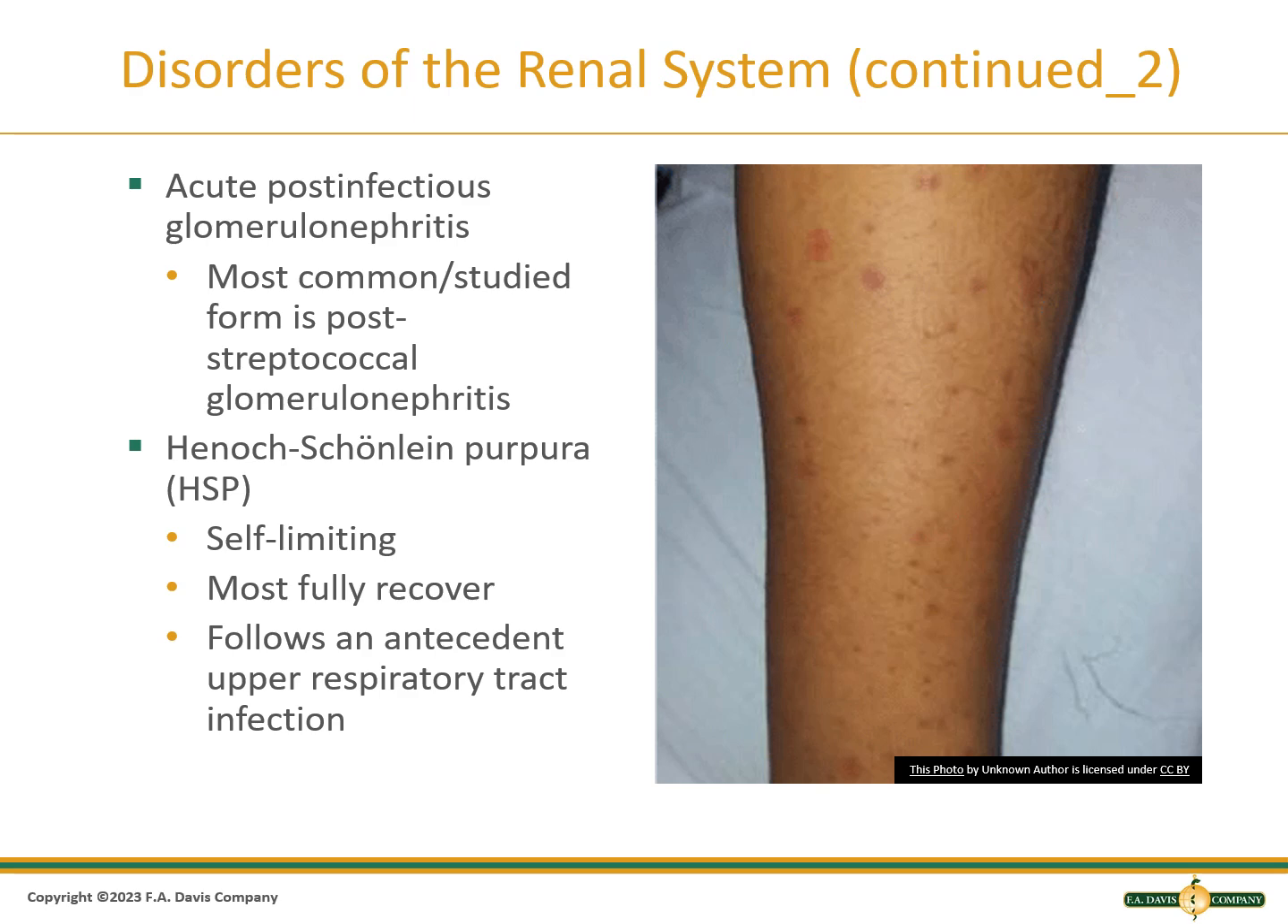Henoch-Schönlein purpura. This is a vasculitic disorder, and they typically have a tetrad of symptoms. They have the rash, the arthralgias, the abdominal pain, and hematuria. It's self-limiting, and most kids have a full recovery. It typically follows an upper respiratory tract infection. Intussusception, which we talked about in GI, is a common emergent condition seen in these kids as a result of intestinal edema and hemorrhage.